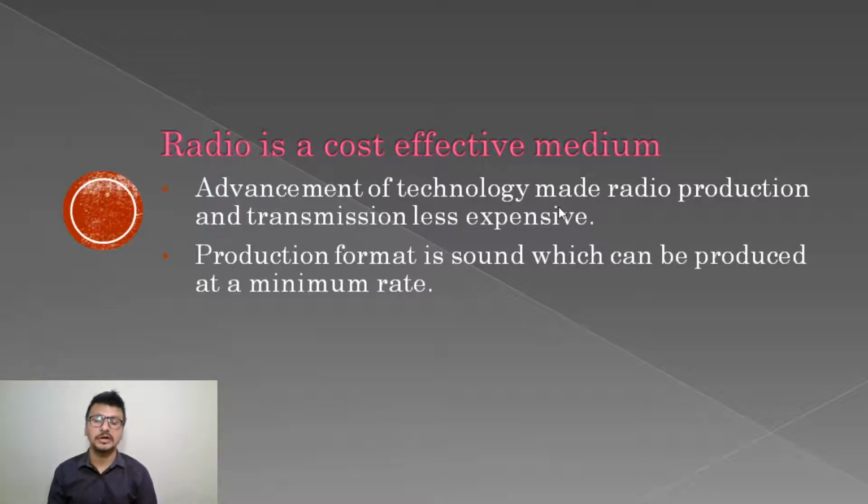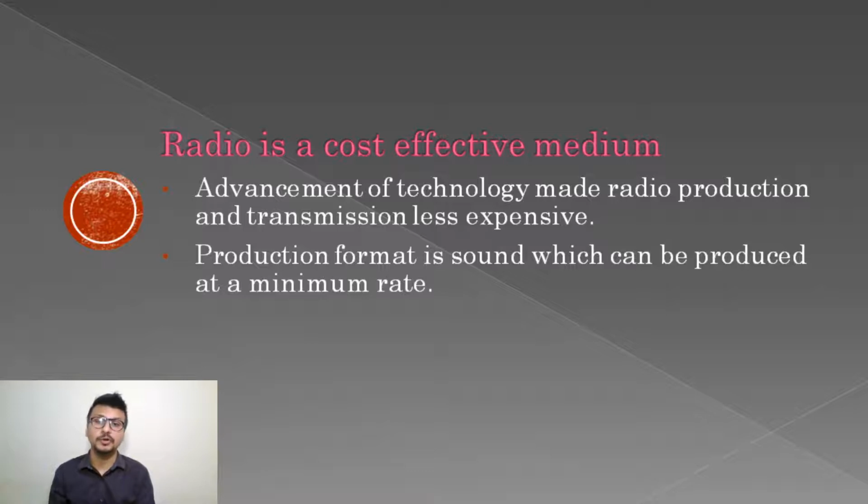If you compare it with other media like television, or if you talk about advertising on digital gadgets, radio is a very cost efficient medium. You can purchase a small radio for 50 rupees or 80 rupees or 100 rupees, whatever. It's very cheap. Advancement of technology has made radio production and transmission less expensive. The production format is sound, which can be produced at a very minimum rate, because if you talk about TV, it has audio and visual, two mediums.